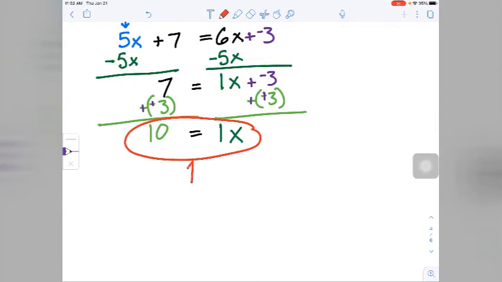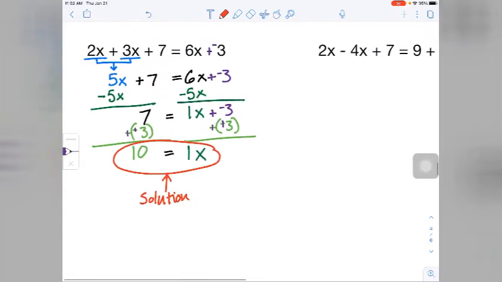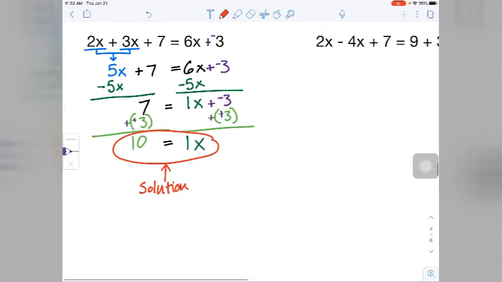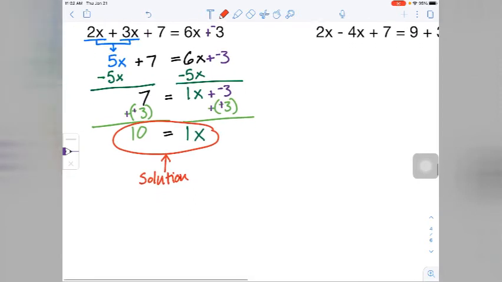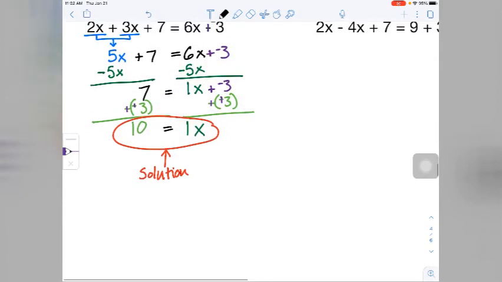So I'm saying that x is equal to 10, and I'm saying that this is the solution to this problem. Then just to make sure, to prove it to myself that this solution does answer the problem, I'm going to do what's called the answer check.